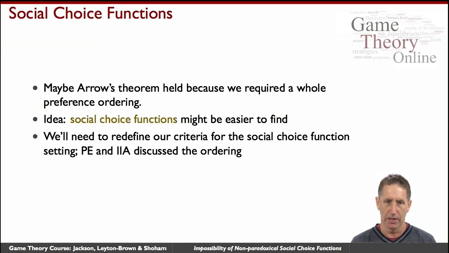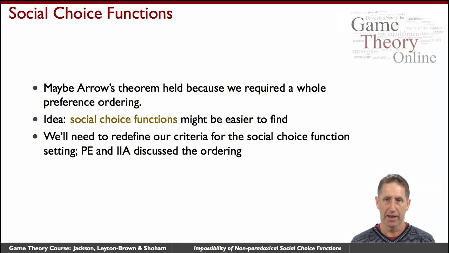Now, it might be thought that the problem lies in the fact that social welfare functions require you to specify as an output of the process an entire ordering, and that might be highly constraining. But if you only needed to pick a winner, as does a social choice function, then you would escape these paradoxes.